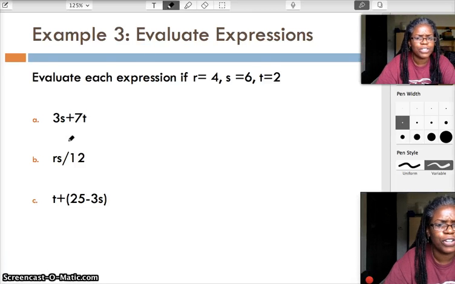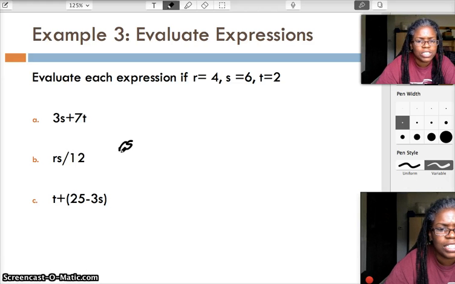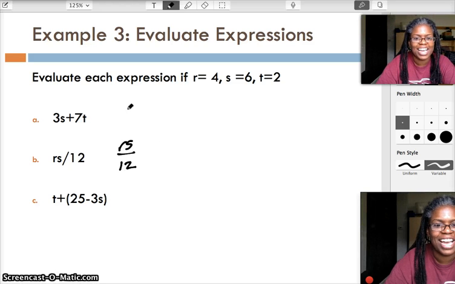Let's look first at what's going on. I just want to take an overview. This is 3 times s plus 7 times t. This is r times s divided by 12. Usually you might see it like this: rs over 12. And this is t plus the quantity of 25 minus 3 times s. So let's get started and see how we can handle these.